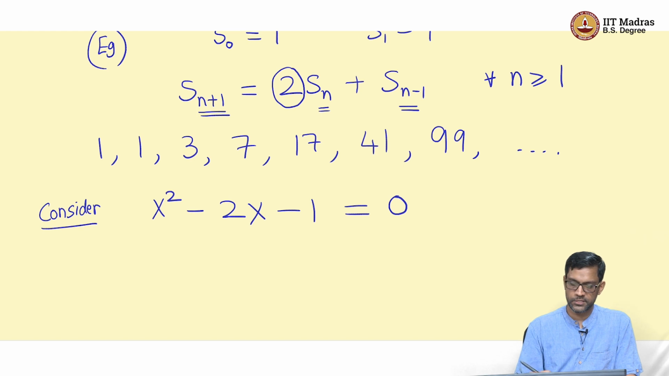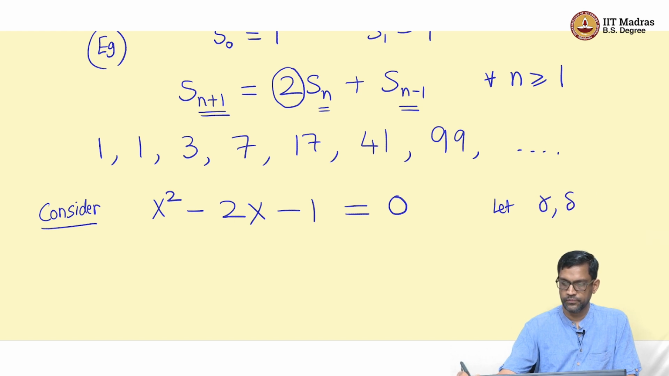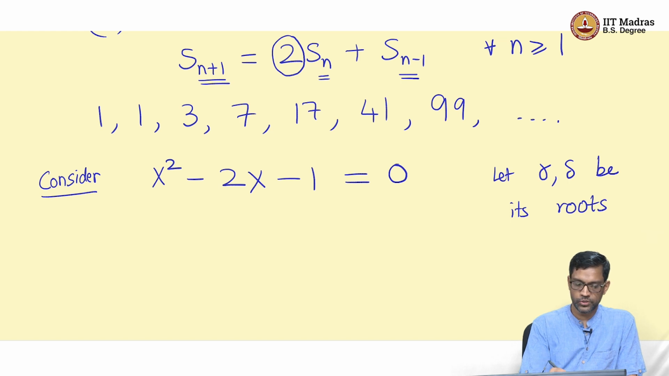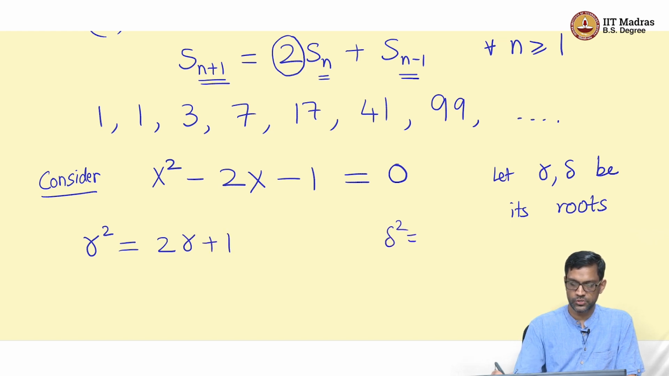Now why am I doing this? Let's call its roots something. Let gamma and delta be its roots. Whatever they are, we'll compute them in a second. But if gamma and delta are the roots, then we repeat the same analysis as before. Gamma squared minus 2 gamma minus 1 is 0. In other words, gamma squared is 2 gamma plus 1. Likewise, delta squared is 2 delta plus 1.